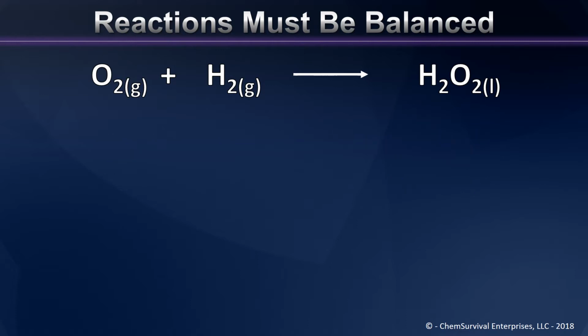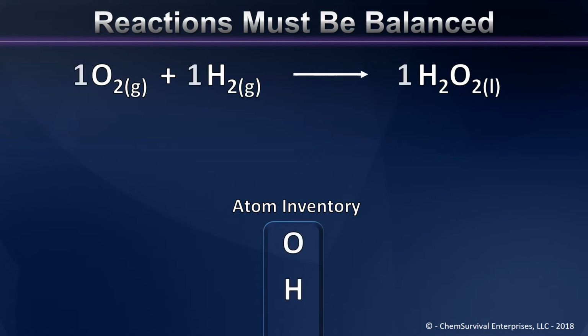So let's take a look at this equation and see if it is indeed balanced. To do that, I have to take an inventory of all the atoms on the left side going in and all the atoms on the right side coming out of this chemical process. In this case, I have two elements, oxygen and hydrogen. And if I go ahead and assume 1 mole of each, I find that I have 2 moles of oxygen on the left and 2 moles of hydrogen on the left as well.